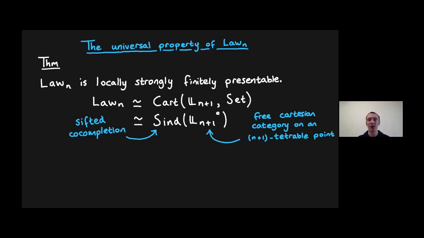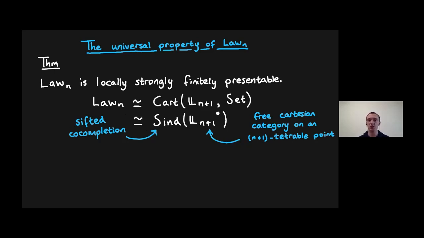So, before I get onto that, I just quickly need to mention this fact, which will come up later, which is that the category of nth-order algebraic theories has a very special property, which is that it's locally strongly finitely presentable. And if you've heard of locally finitely presentable categories, which is a slightly more common concept, this is a very similar notion, where we're replacing filtered colimits by sifted colimits.